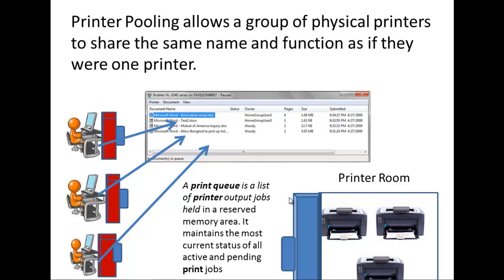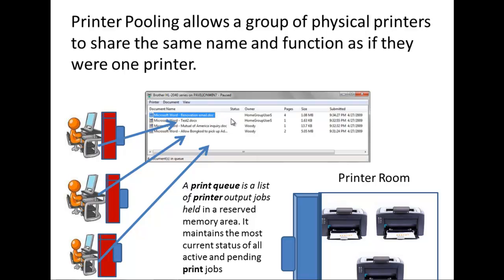In case you're wondering what a print queue is, a print queue, as you can see here on the screen, is a list of printer output jobs. So when you send your job to the printer, it goes in a print queue. And the jobs are held there in the print queue until they're ready to be printed. So if you were to open your print queue, you'll be able to see the current status of all the printing jobs. Those jobs that are pending, you'll be able to see the current job that is printing.